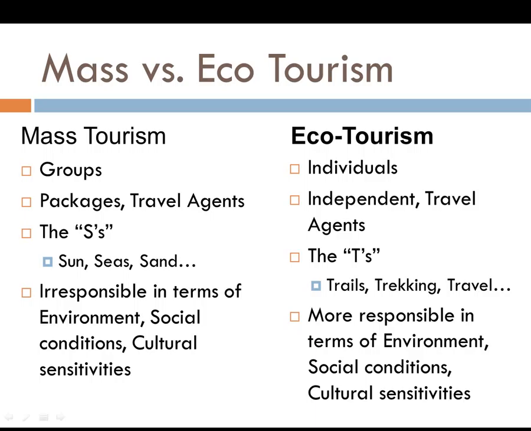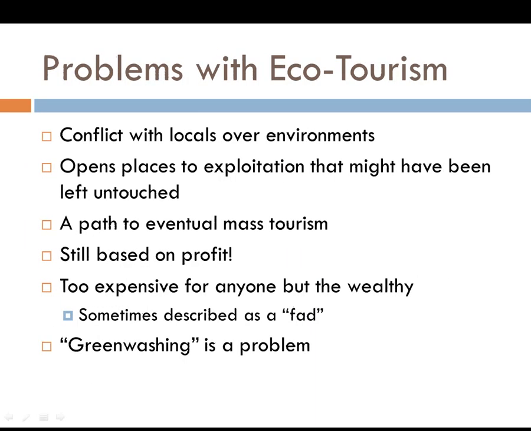But there are problems with ecotourism, and they include things like conflicts over local environments. So, if you were using an area like tropical forest for tourism, that means that locals can't cut down a tree, because that would change your view of the forest, you wouldn't see what you were expecting to see, and that would be a negative tourism result, right? It opens places to exploitation that might have been left untouched otherwise, and some have claimed that ecotourism eventually leads to mass tourism as ecotourist destinations become more and more popular.